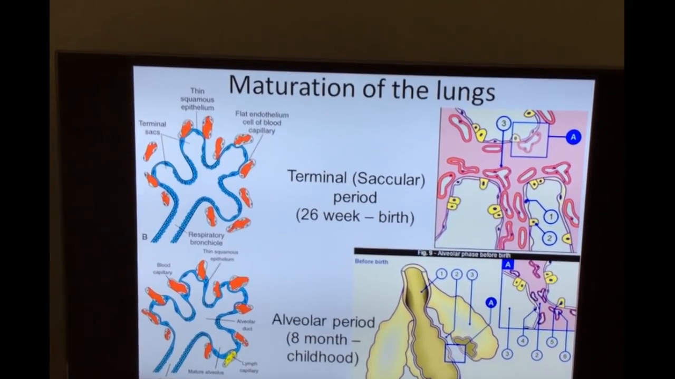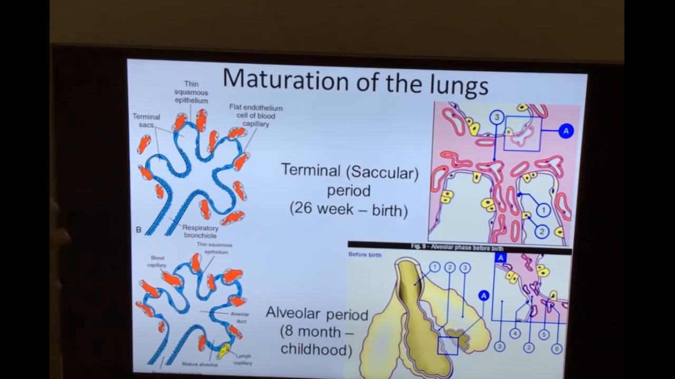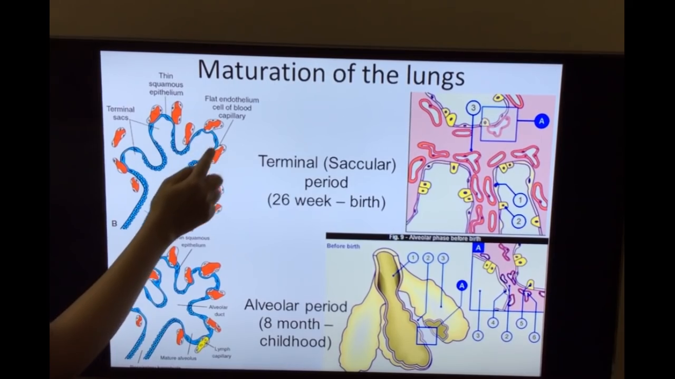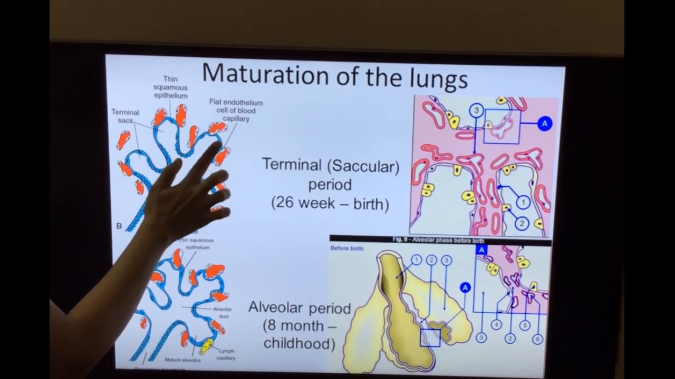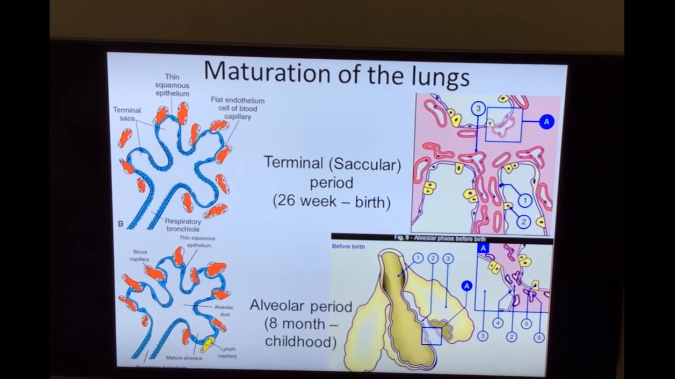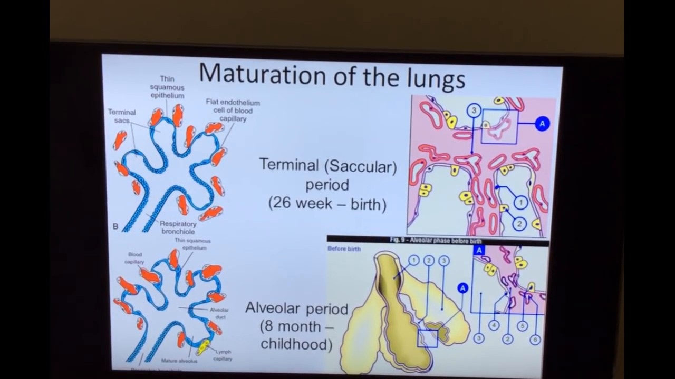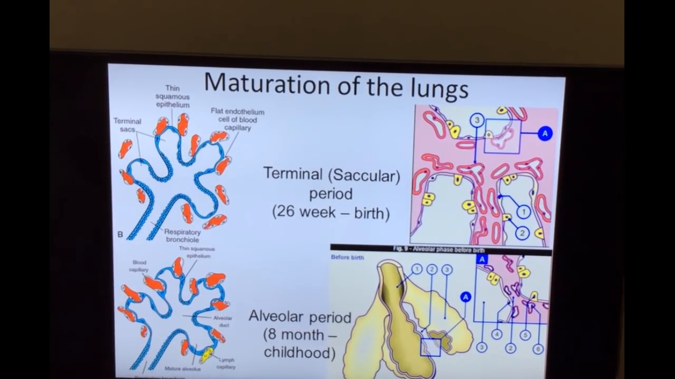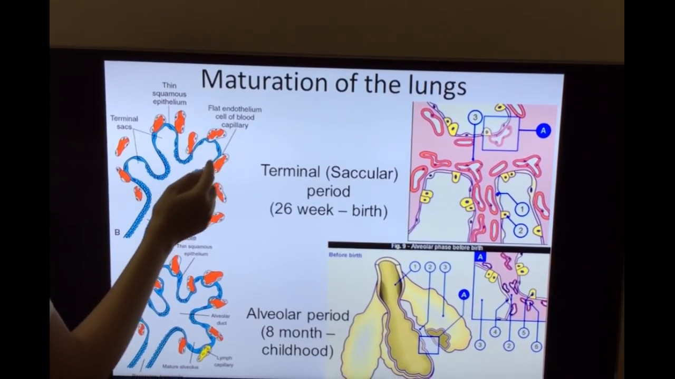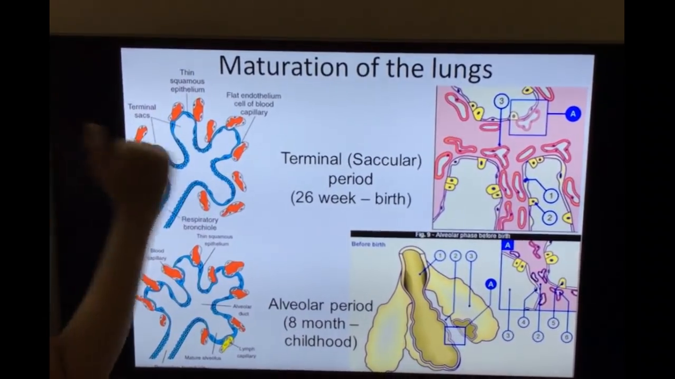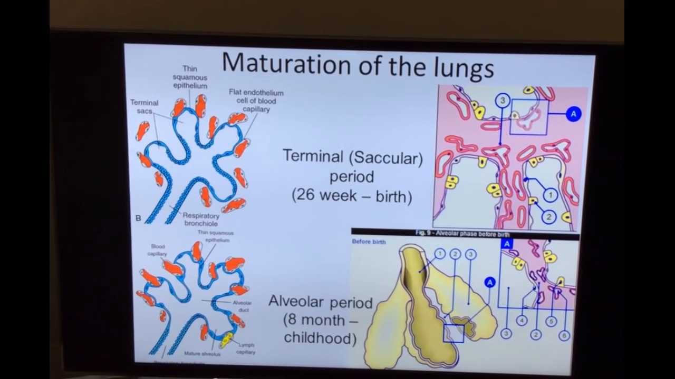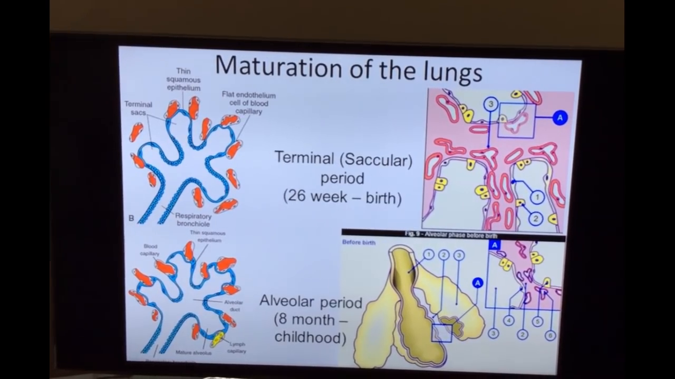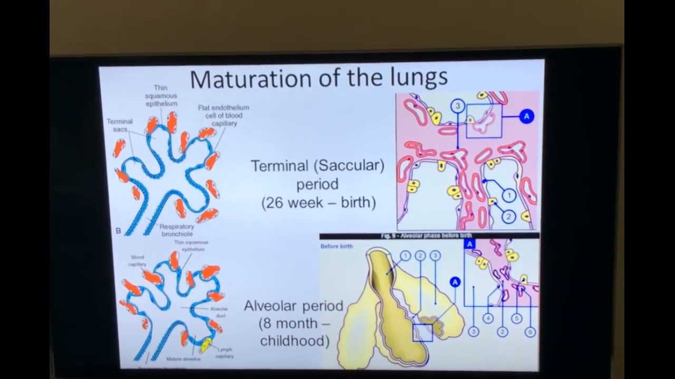There will be formation of 2 types of cells, which are called type 1 alveolar cells and type 2 alveolar cells. So when you see type 1 alveolar cells, they become flat and they are in contact with the endothelium lining the capillaries. You know that the lining epithelium of the blood vessels or capillaries is called endothelium. So these type 1 alveolar cells become flat, squamous in nature, and they come in contact with the endothelium of the capillaries where the gaseous exchange takes place. Okay, so these are called type 1 alveolar cells.